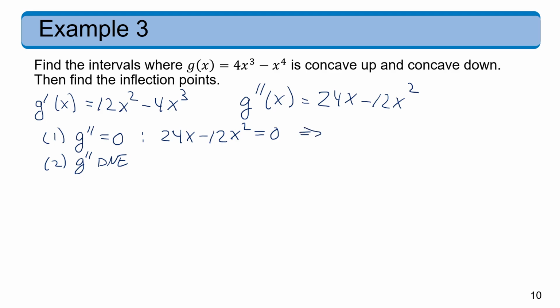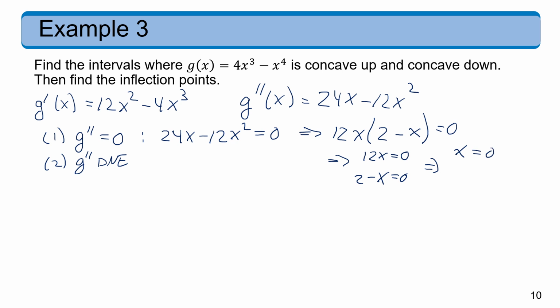And if you want, you could also factor out 12 from each term. So we'll factor out 12x. From the first term, the 24x, that leaves 2. And from the second term, it leaves minus x. So now we've got a product equal to 0, so we set each individual factor equal to 0, and then solve each one of those. From the top one, we get x equals 0. From the bottom one, we get x equals 2. So here are two critical numbers.